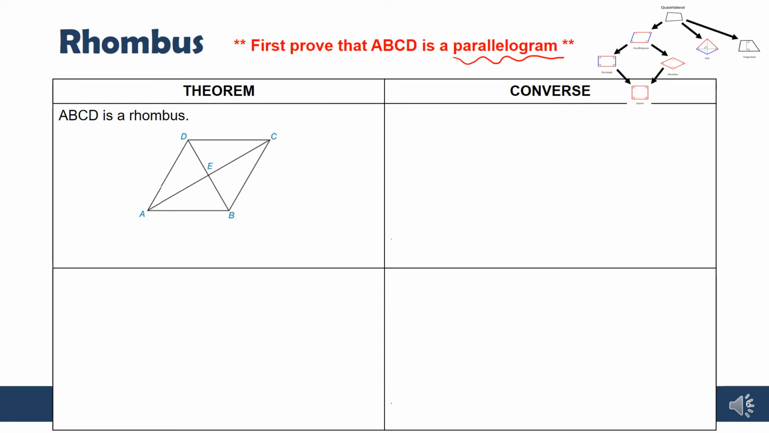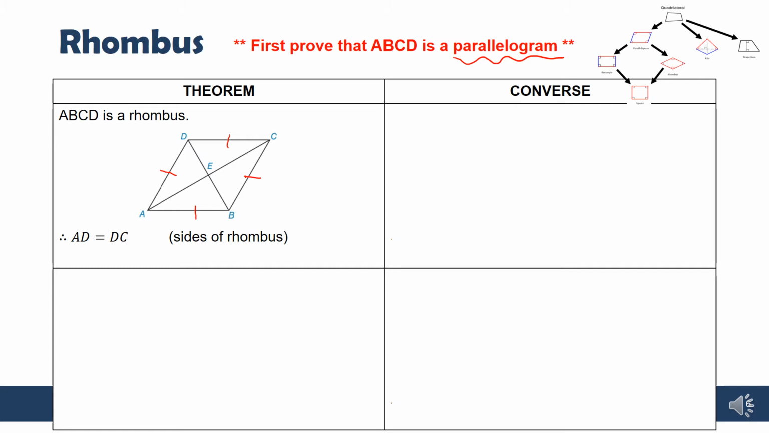Our first property that makes a rhombus special is that all the sides are equal. So for example, you could conclude AD equals DC, or you could show that any of the other sides are equal to each other similarly, and that's sides of a rhombus.